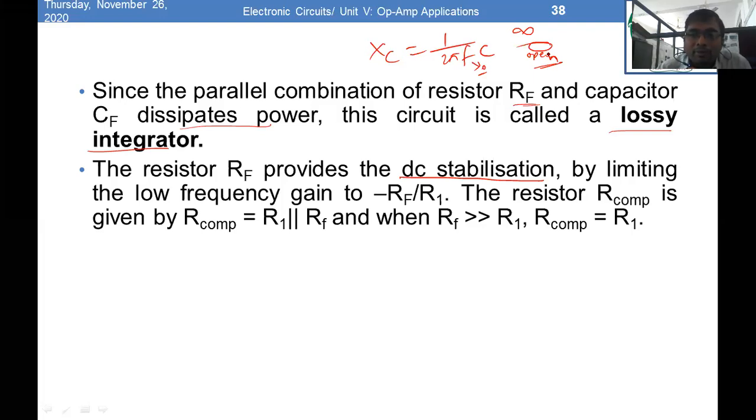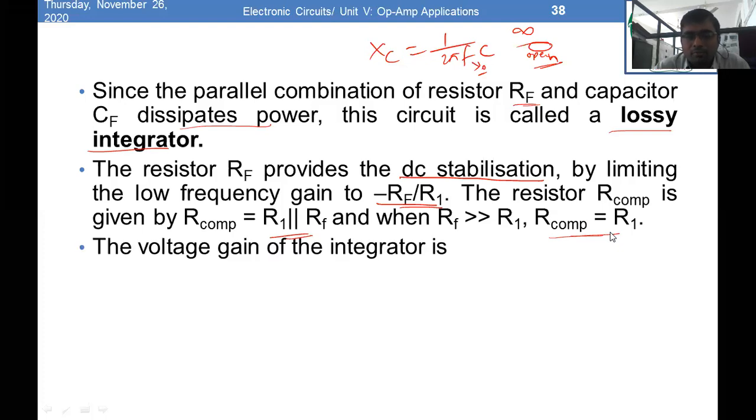To avoid this problem of saturation at low frequency, RF is connected in parallel, and because of that your gain is limited to minus RF upon R1 at low frequencies. The resistor R comp, or R ohm, is given by R1 parallel RF. As RF is a very large value compared to R1, R comp would be nearly equivalent to R1. That is a very small value, so you can omit it from the circuitry also. That is also correct.